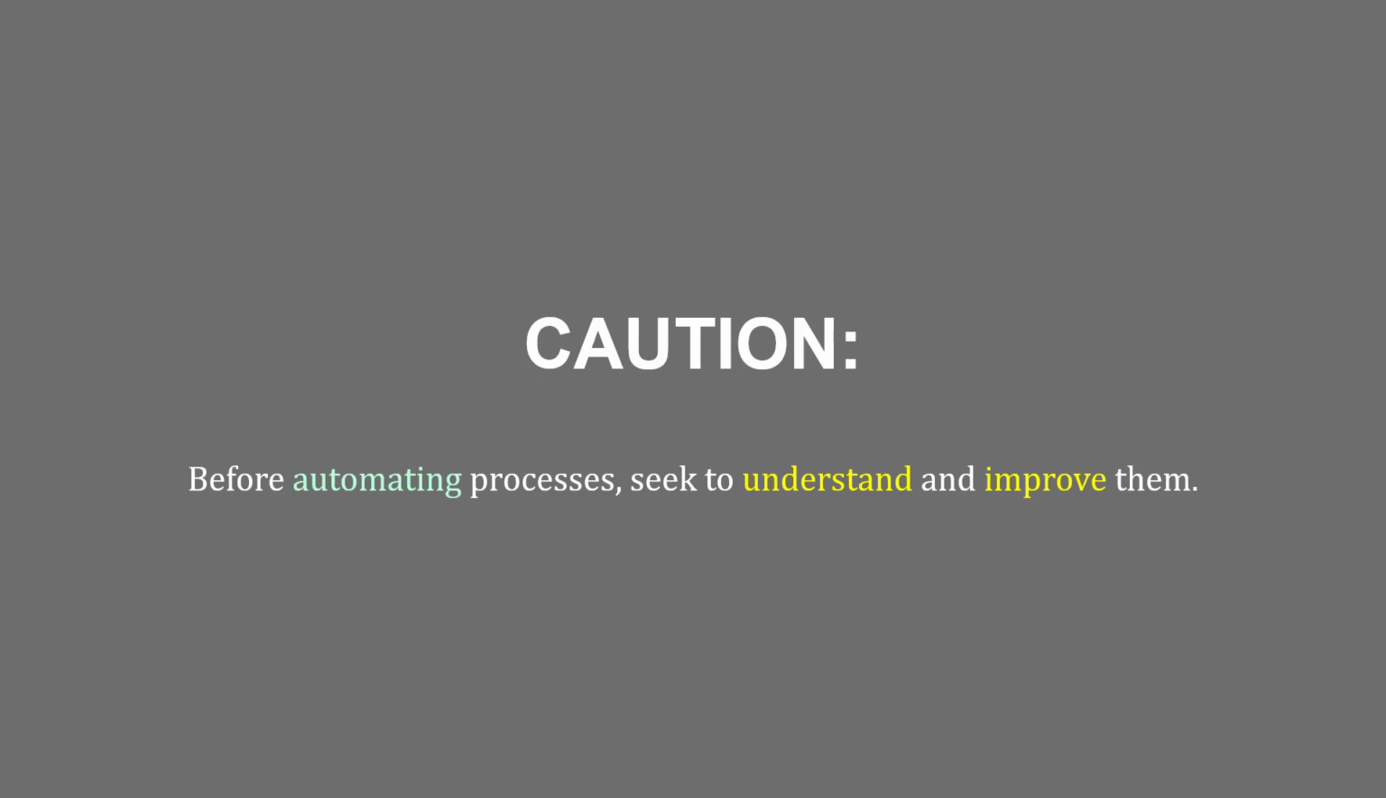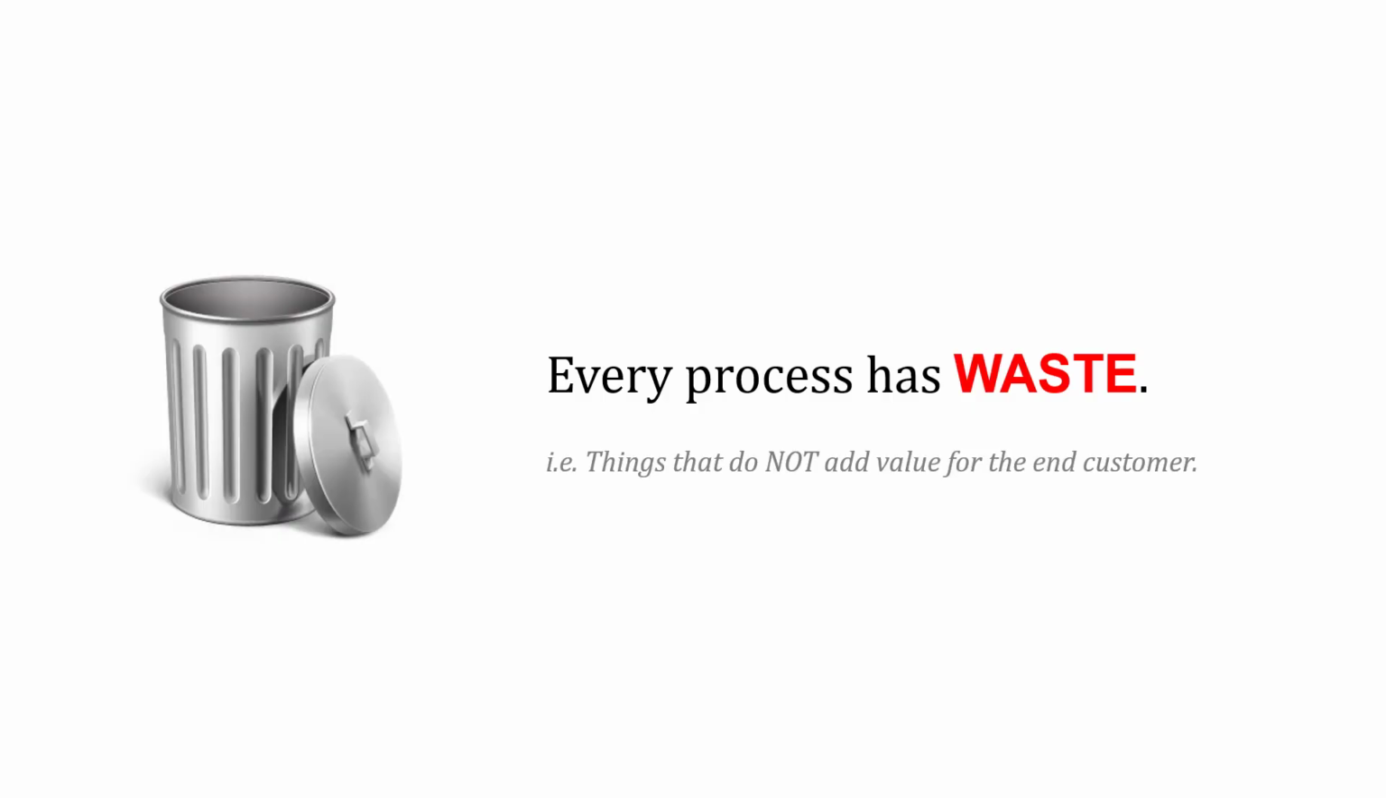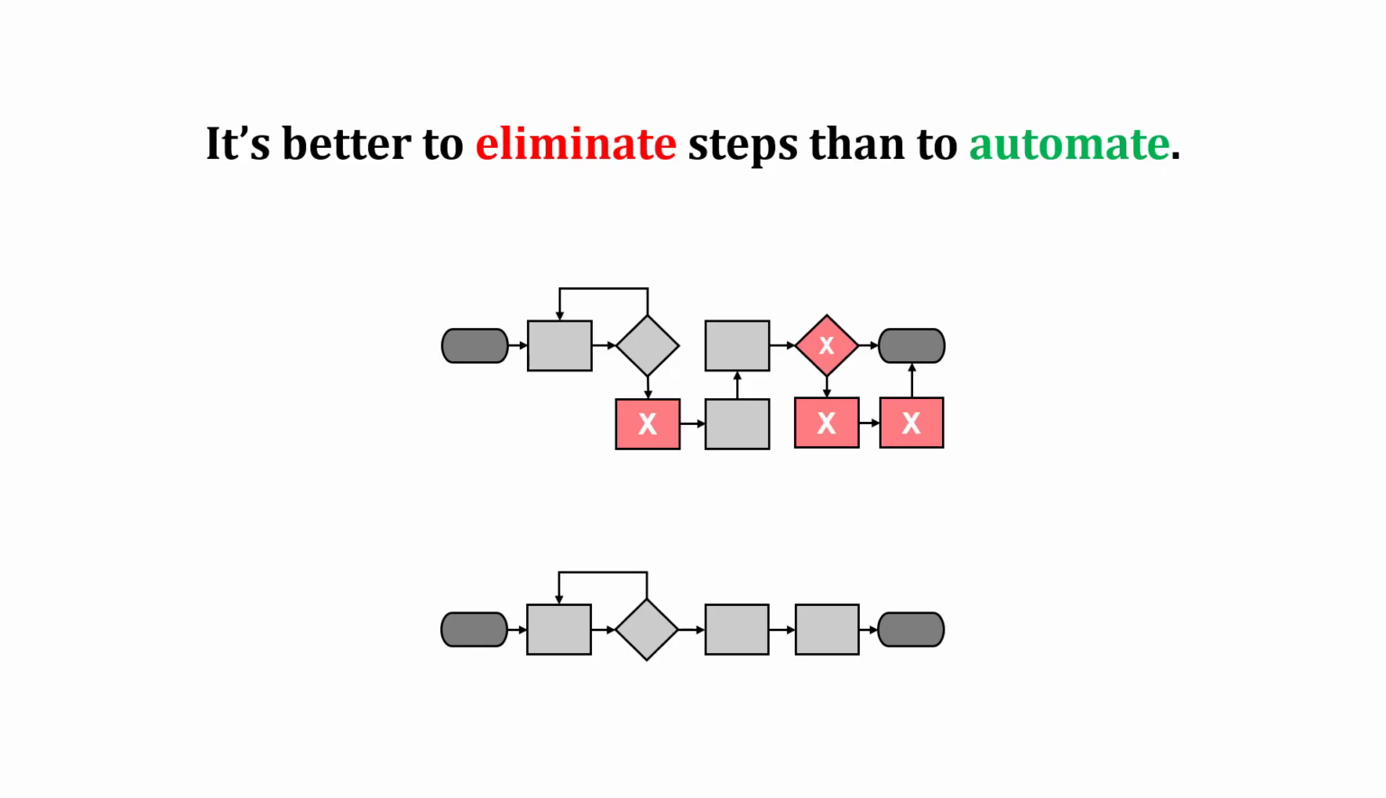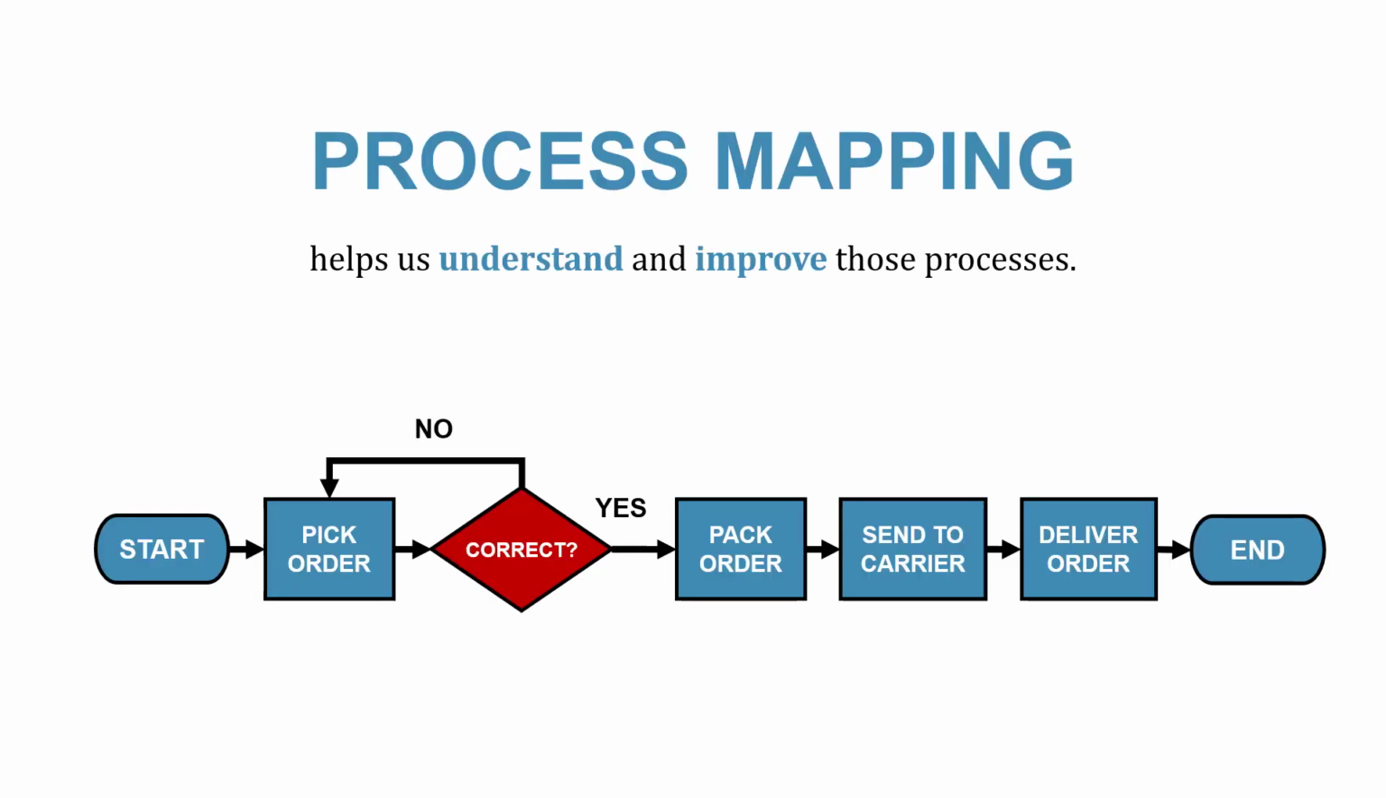Now, one caution here about RPA is that before we automate our processes, we should try to understand and improve them. In every process, we've got waste. Those are things that do not add value for the end customer. For example, does our process include more approvals than are necessary? That's waste that maybe we could eliminate from the process. We'd like to do that before we automate. It's better to eliminate steps than to automate them. And we can use process mapping to help us understand and improve those processes. Mapping our processes is a good exercise before we try to automate them.